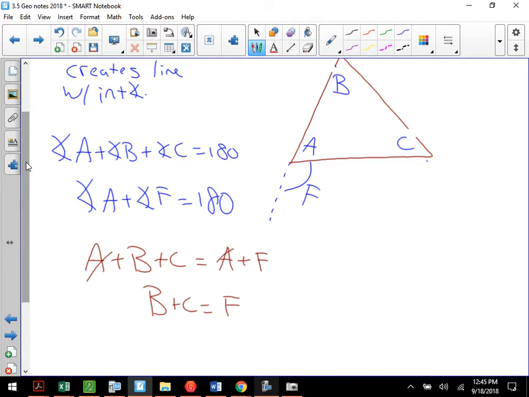So what happens here is no matter where you put an exterior angle, that outside angle will always equal the sum of the two it doesn't touch. What I mean by it doesn't touch, see how it touches angle A? It doesn't touch B or C. Okay. So that outside angle, that exterior angle, will always equal the sum of the two angles it does not touch.